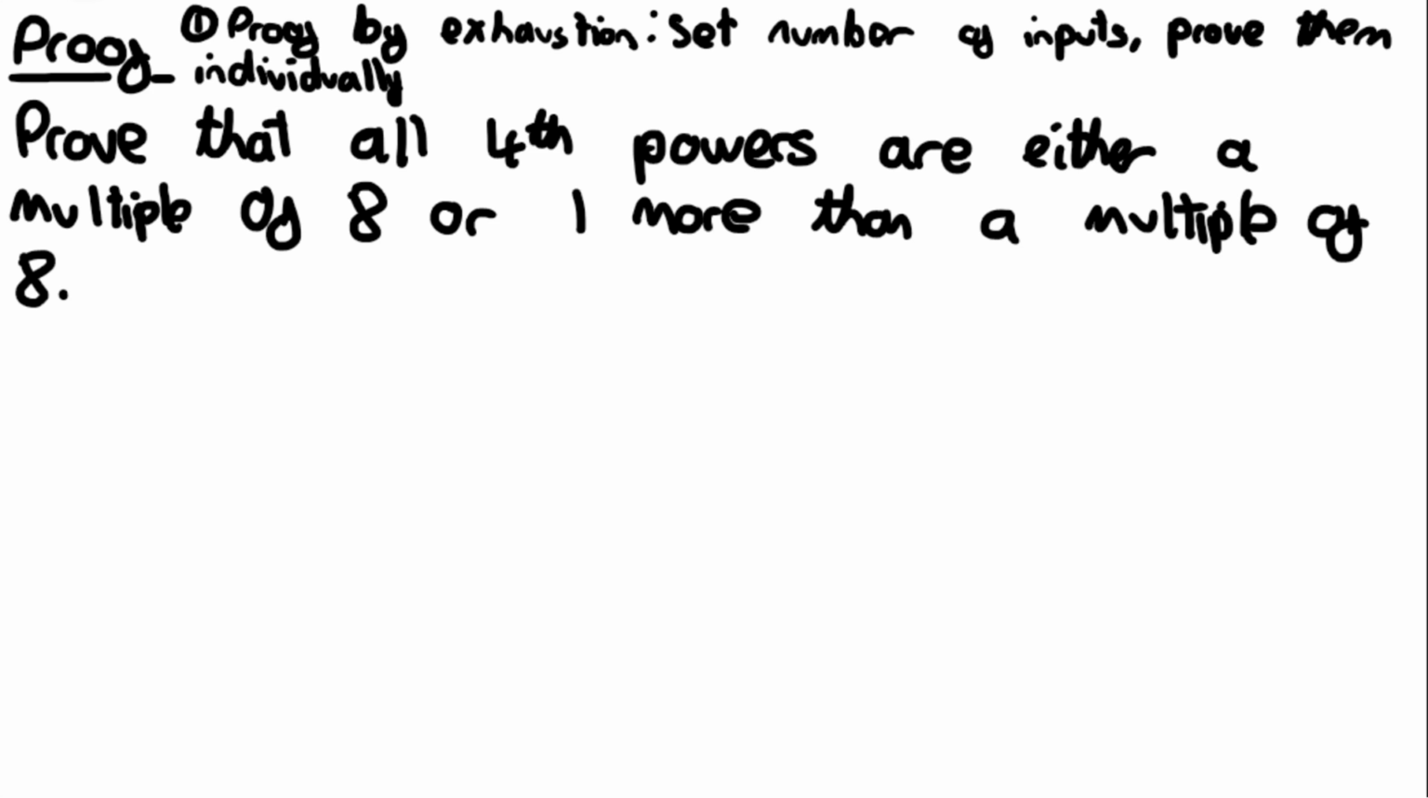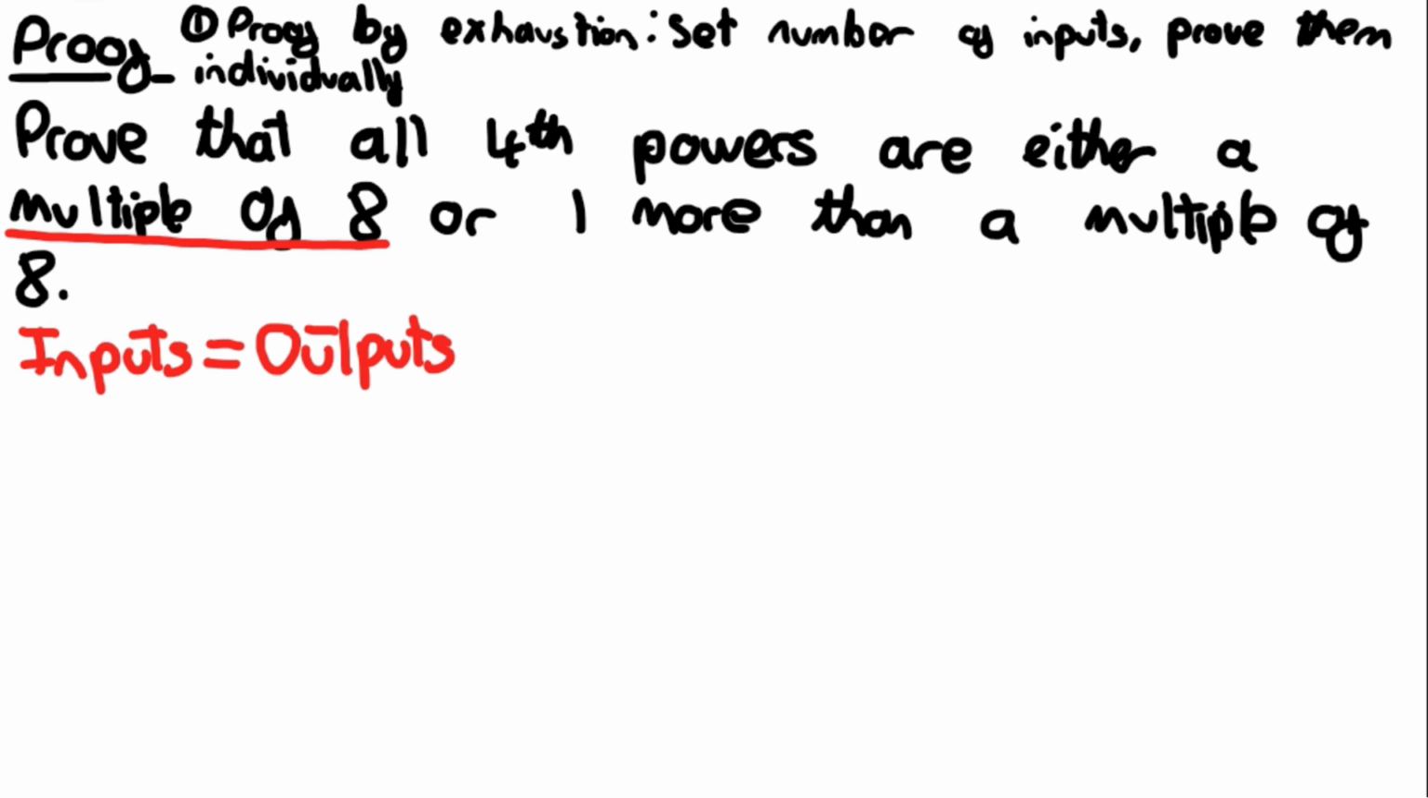As I said, you need to class all positive integer values into sets, and the number of sets depends on the number of different outputs you can get. The number of sets of inputs you sub in is equal to the number of sets of outputs you could get out. In this question there are 2 sets of outputs: a multiple of 8, or one more than a multiple of 8. So as there are 2 sets of outputs, there are 2 sets of inputs that we need to sub in as well. Therefore we need to class all positive integer values into 2 sets.